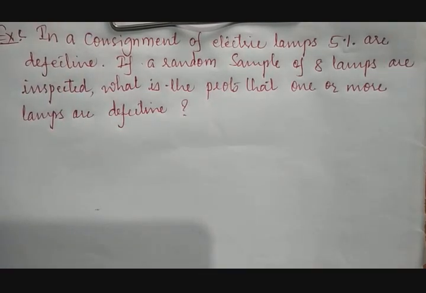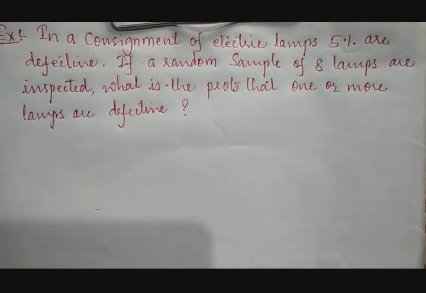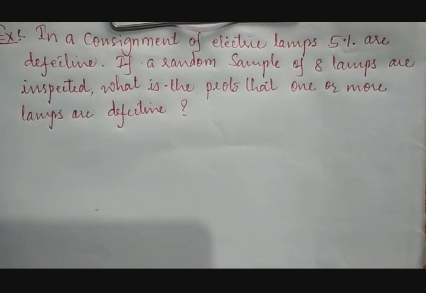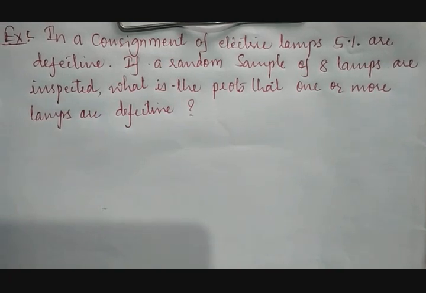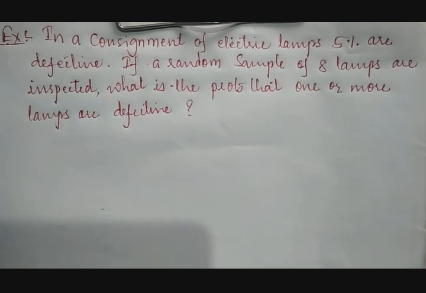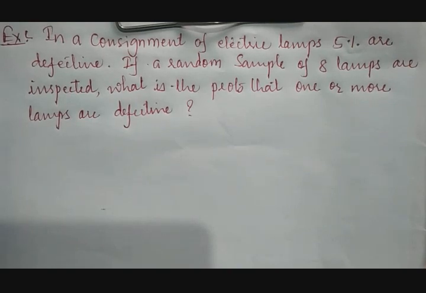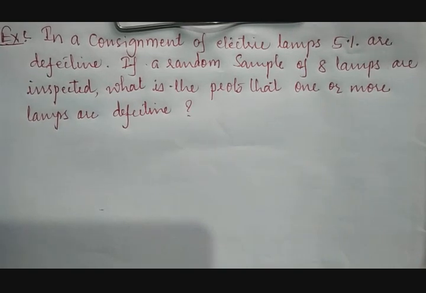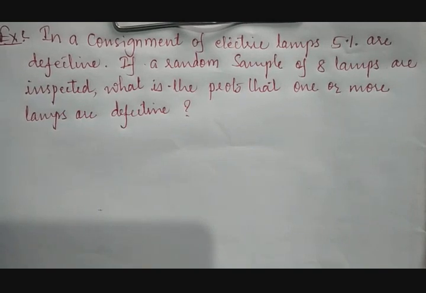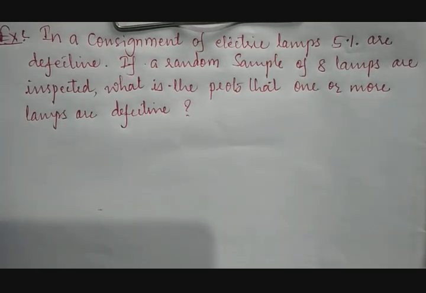There is a consignment that comes to the electric contractor, where he observed that in the consignment 5% of the lamps are defective. Means whatever material he brought, out of that 5% lamps are defective. If a random sample of 8 lamps are taken for inspection, if randomly they take 8 lamps and they check them, then what will be the probability that one or more lamps will be defective? Okay, one or more lamps will be defective.